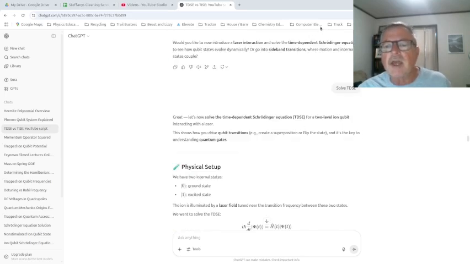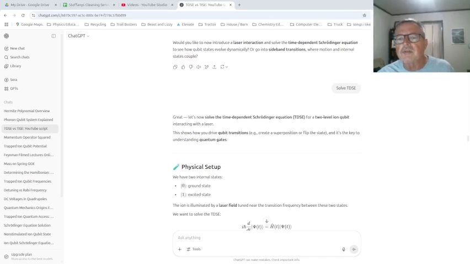How about a laser interaction? Let me squeeze my picture down a little bit so we can read it. Would you like now to introduce a laser interaction and solve the time-dependent Schrödinger equation to see how qubit states evolve dynamically? That's the end of this video. Do you like a short one? Well, this was a short one. Now the next one is a mess. Look at that mess, look what we've got to do down here. We're back to differential equations. So that's it.